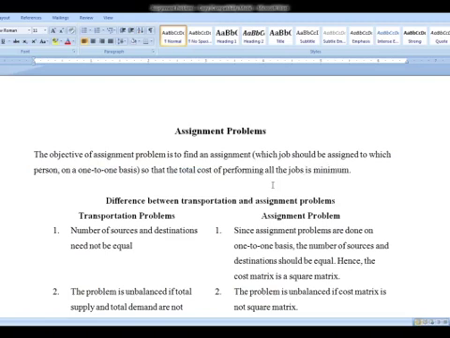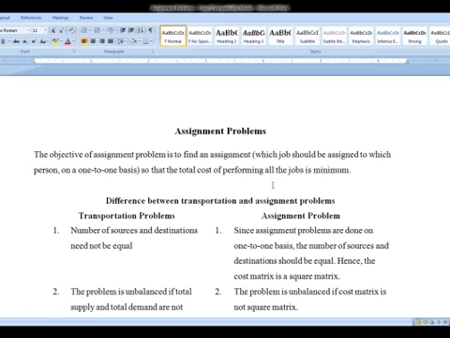So what they are trying to do is, let's say there are 5 mechanics and 5 jobs. Which job has to be given to which mechanic will be the question, so that the cost of operations is cheaper. So this is basically why we solve assignment problems.